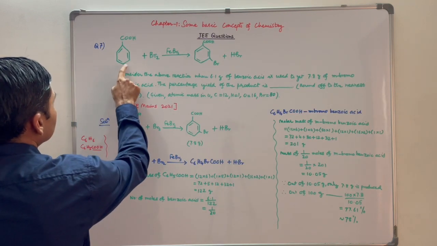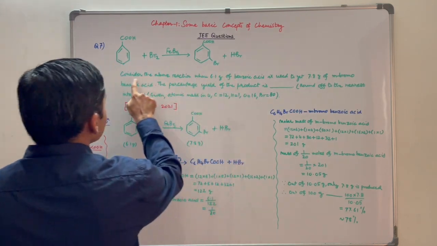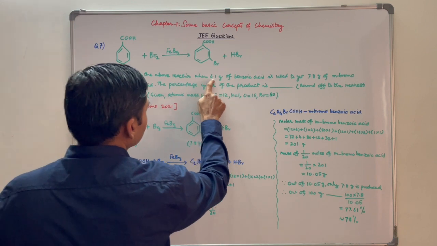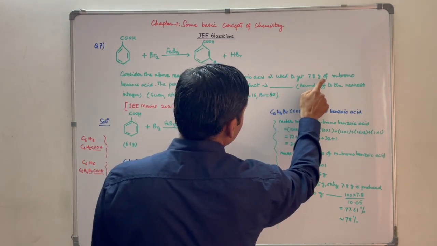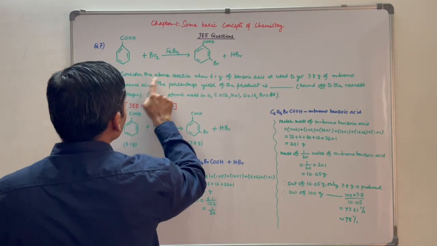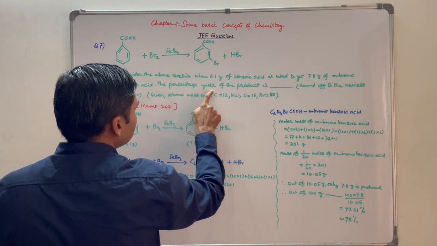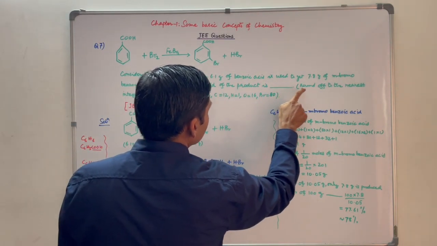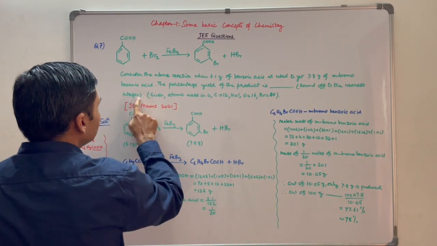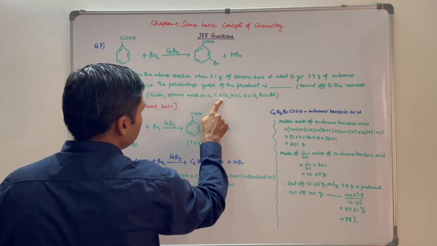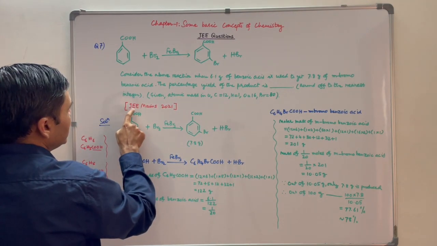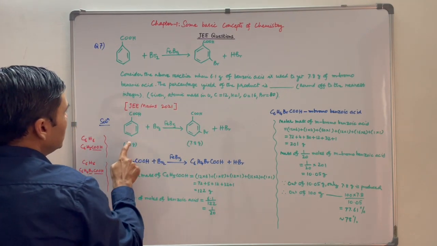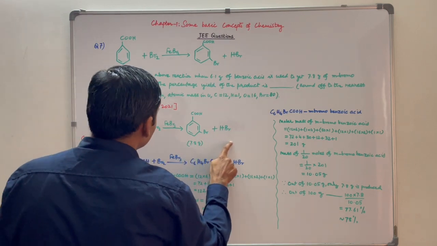Seventh question, this is the reaction. Consider the above reaction where 6.1 gram of benzoic acid is used to get 7.8 gram of M-bromo-benzoic acid. The percentage yield of the product is, round off to the nearest integer, given atomic mass in U, C12, H1, O16, Br80. This question appeared in JEE Mains 2021. So this is the chemical reaction given.